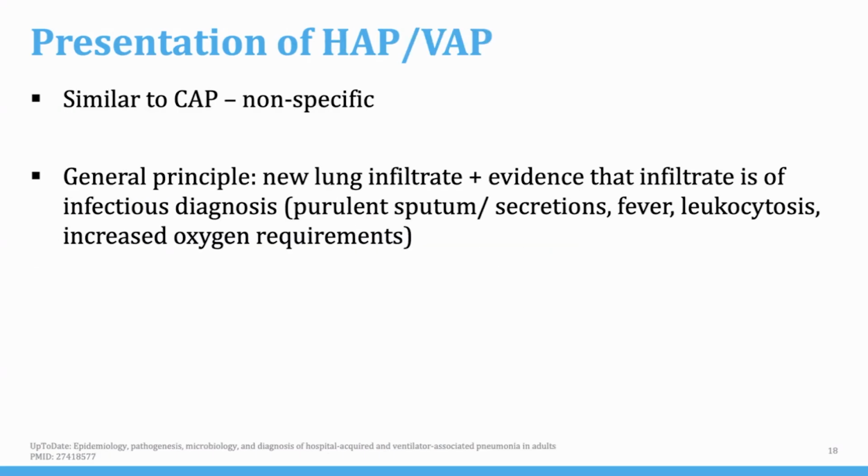Briefly on HAP and VAP, just as with CAP, this presentation can be nonspecific. The general approach is that you're looking for a new lung infiltrate and some evidence that the infiltrate is of infectious etiology. Either there's purulent sputum or secretions, fever, leukocytosis, or an increased oxygen requirement.